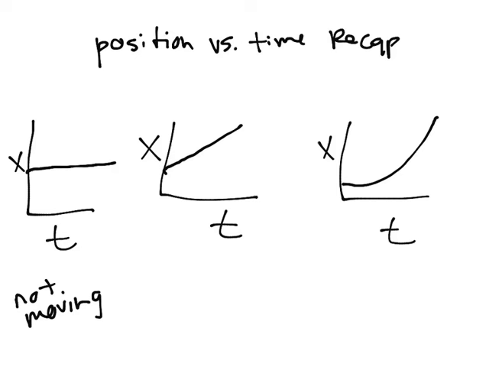Looking at the next one, we see that since it's a straight line, this is important. I know some of you missed this on the quiz today. This is velocity is constant. It can be negative, it can be positive. If it was negative, it would be going this direction. It can be positive or negative, but velocity is constant, but position is changing.